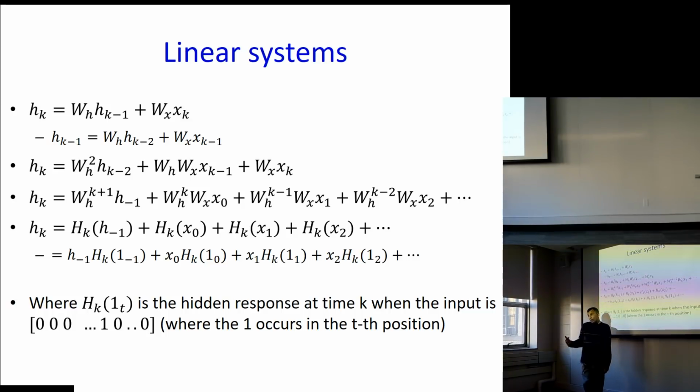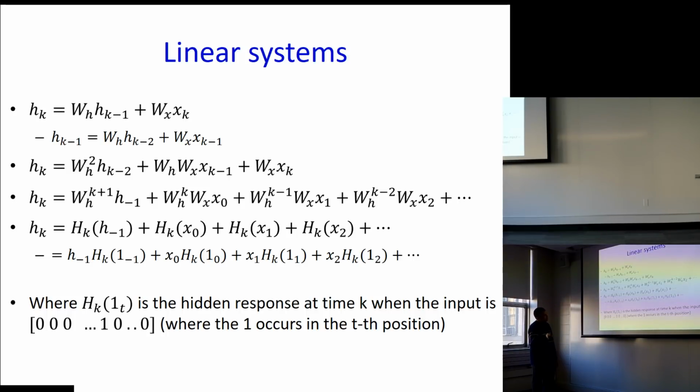an input at time 0 and nothing else, plus the input at time 1 and nothing else, and so on. And furthermore, because the system is linear, in fact h_k of x is simply going to be x times h_k of 1, right? Because x is simply a vector that's multiplying the inputs. So assuming that the inputs are scalar for now.